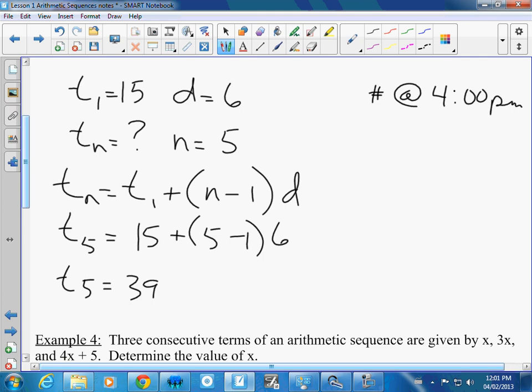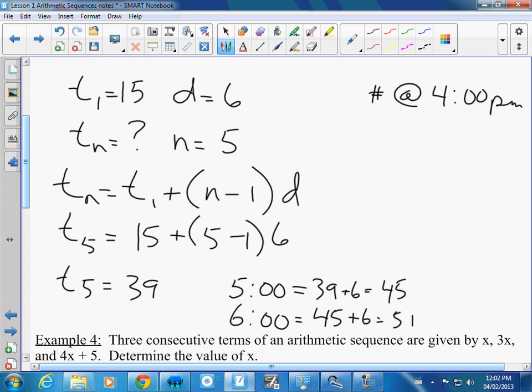So then if you wanted to, at 5 o'clock, how do we figure out 5 o'clock? Add 6 to that. What do you get? 39 plus 6 equals 45. What about 6 o'clock? Add 6 more. So 45 plus 6 equals 51. Cool.